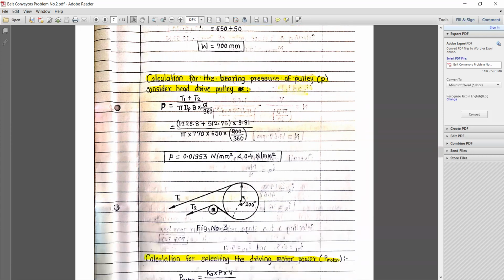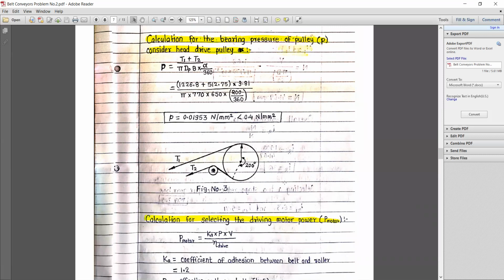Now next, calculating the bearing pressure of the pulley, considering the head drive pulley mechanism. For that, P is equal to (T1 plus T2) divided by (pi dp B) into alpha divided by 360. Putting all the values, we get P is equal to 0.01953 Newton per mm square. So that much bearing pressure is occurring, and the standard bearing pressure is 0.4 Newton per mm square. The bearing pressure occurring in actual conditions is far less than the design condition, so our design is safe for the bearing pressure criteria.